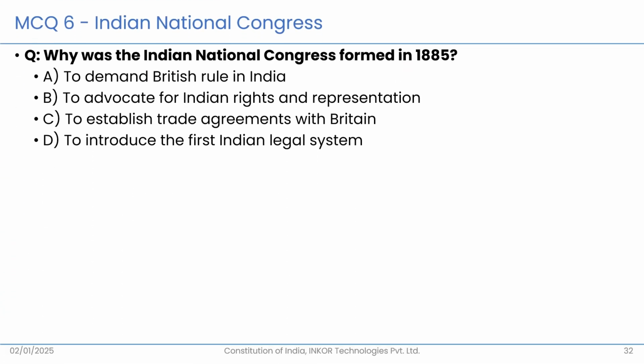Here comes another one. Why was the Indian National Congress formed in 1885? A. To demand British rule in India. B. To advocate for Indian rights and representation. C. To establish trade agreements with Britain. D. To introduce the first Indian legal system. Make your choice.